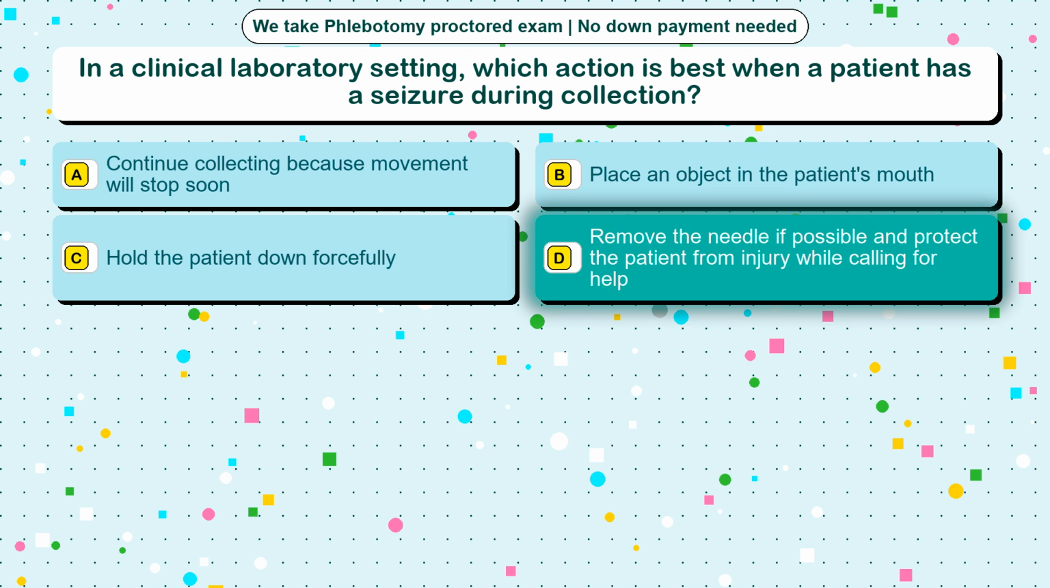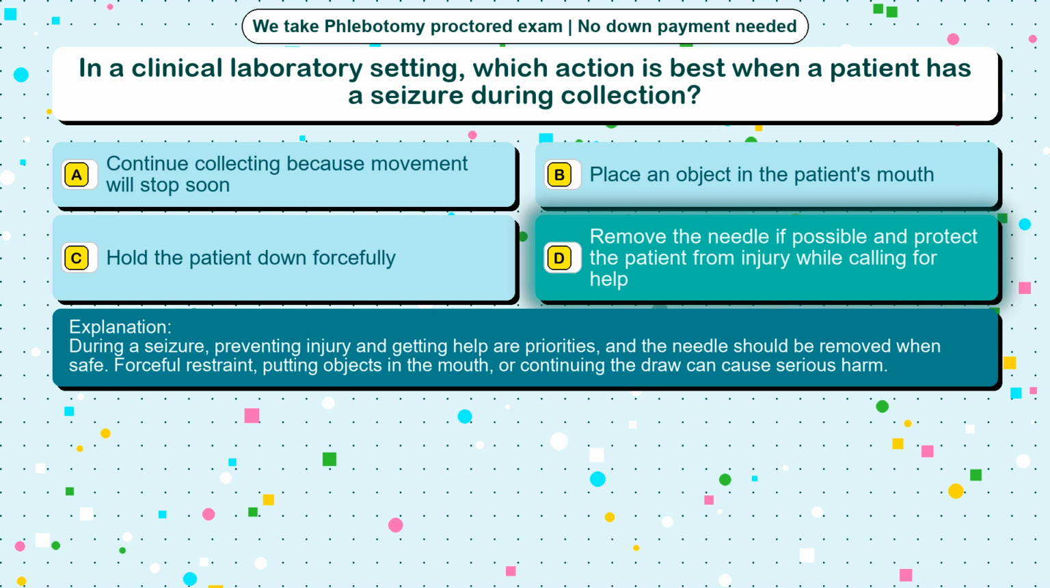The correct answer is option D. Remove the needle if possible and protect the patient from injury while calling for help. During a seizure, preventing injury and getting help are priorities, and the needle should be removed when safe. Forceful restraint, putting objects in the mouth, or continuing the draw can cause serious harm.